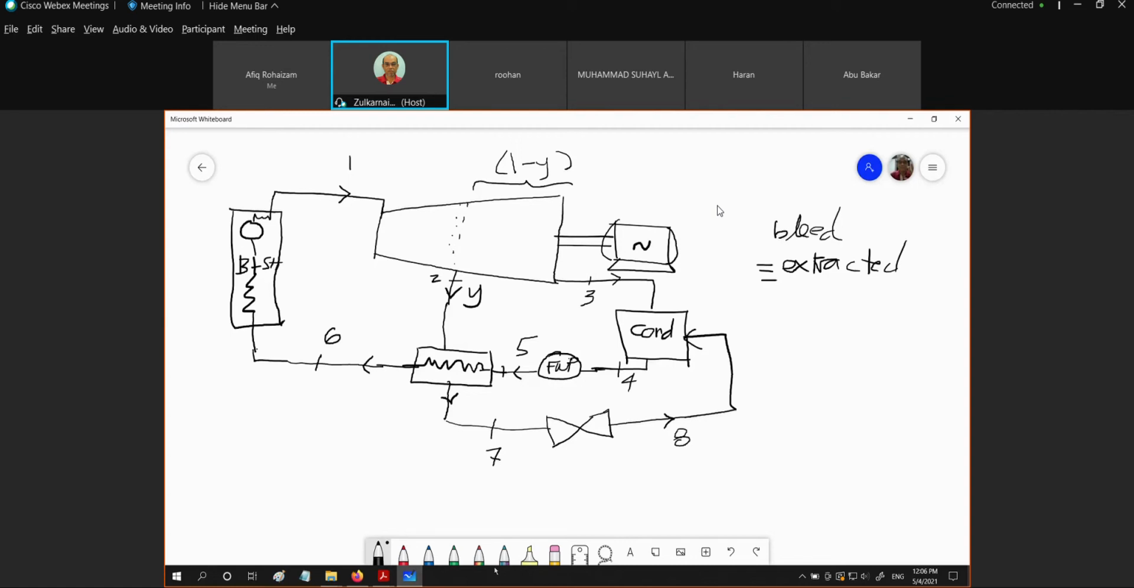That is the schematic diagram. This is a turbine. This is the turbine at the first stage. Turbine at the second stage.